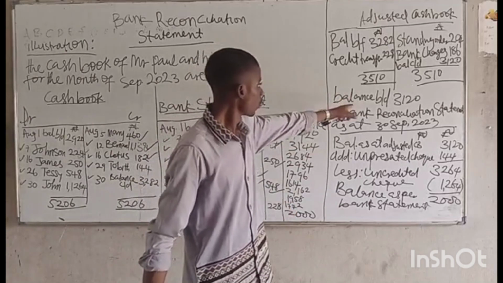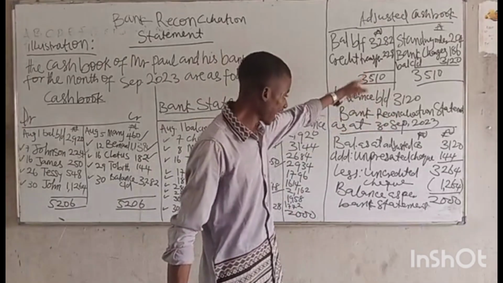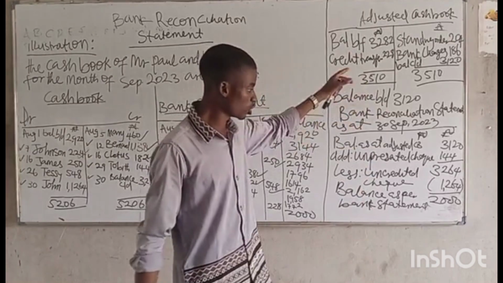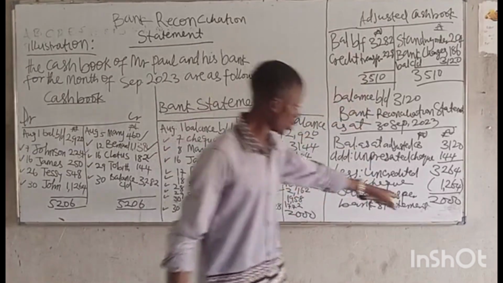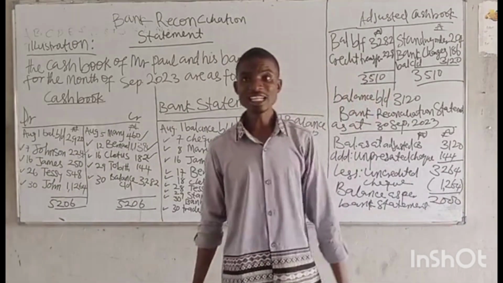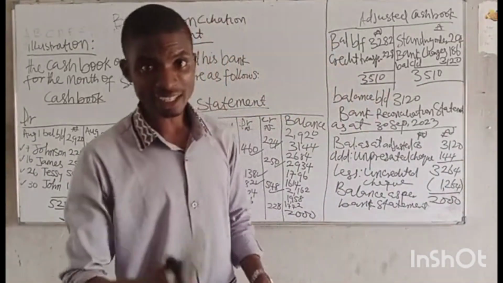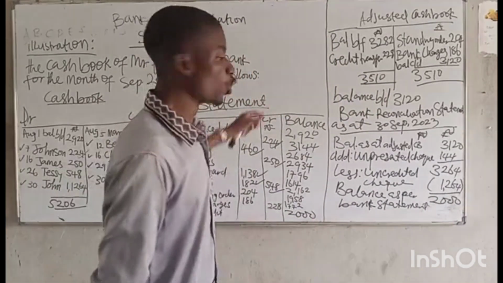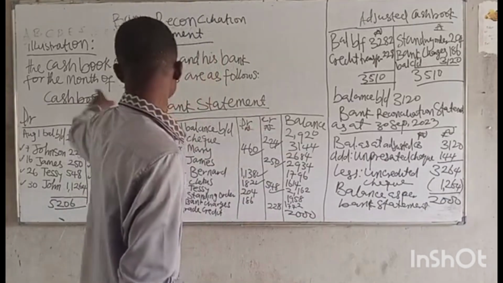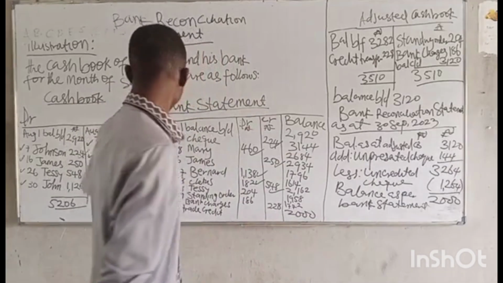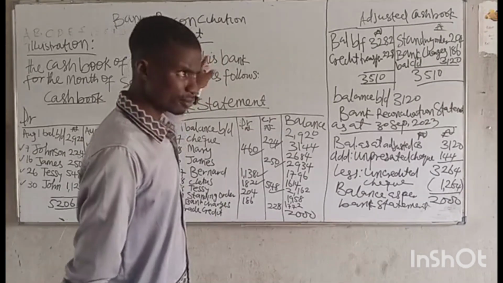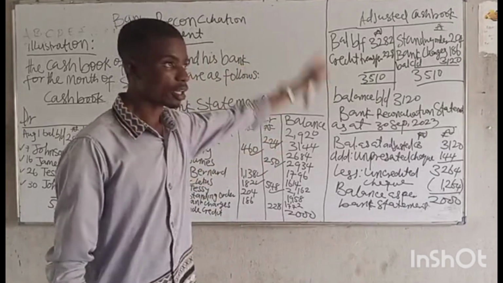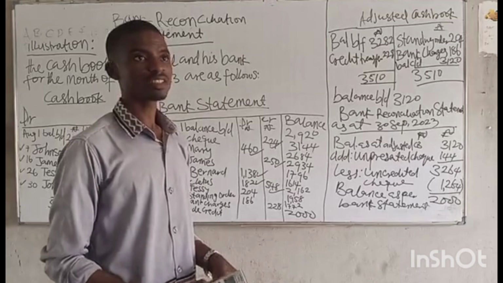So if you start with balance as per cash book, you're supposed to arrive, after correcting the causes of difference between the bank statement and cash book, at this figure, and this is what we got here. So ladies and gentlemen, this is how to prepare a bank reconciliation statement in a question whereby you were given a bank statement and the cash book abstract. Just compare the bank statement and the cash book and then use the differences to prepare the bank reconciliation statement.